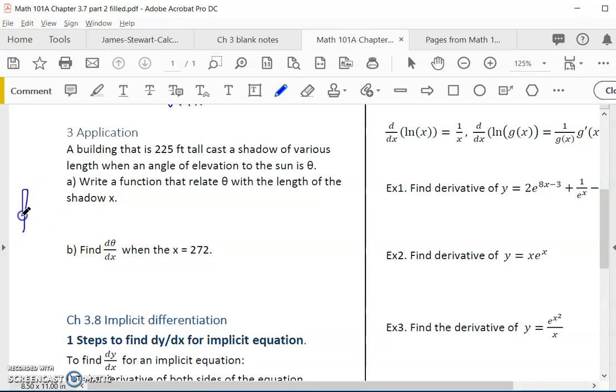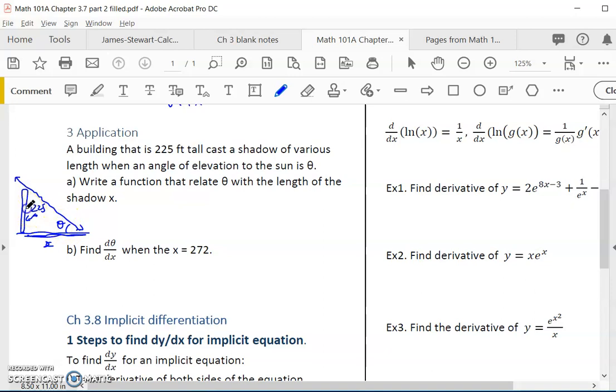This is a building, it's really, really tall, 225 feet. And the angle of elevation to the sun, that means when you look at the sun, is theta. This is the shadow, and the length of the shadow is x. So when the angle of elevation changes, the length will change. How can I relate theta, x, and the height of the building?